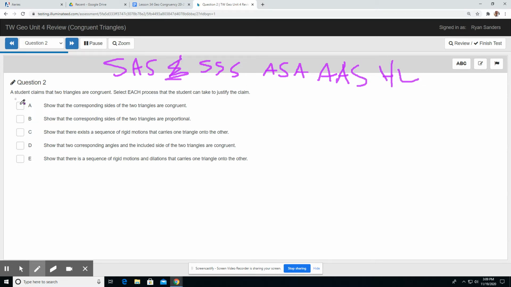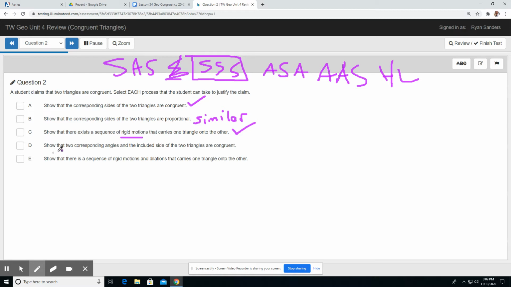All right. Show that the corresponding sides of the two triangles are congruent. Corresponding sides, side, side, side. That one works. Show that the corresponding sides of the two triangles are proportional. That's similar. Nope. Show that there exists a sequence of rigid motions that carries one triangle onto the other. Yes, that's the definition of congruence. Rigid motions match it on top of it.